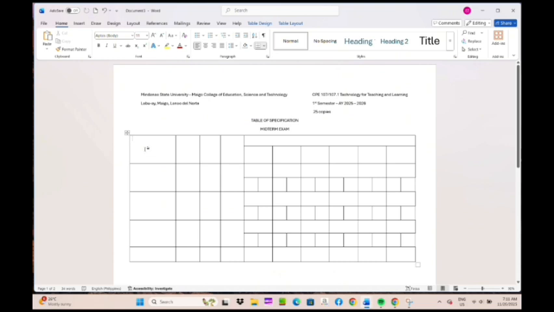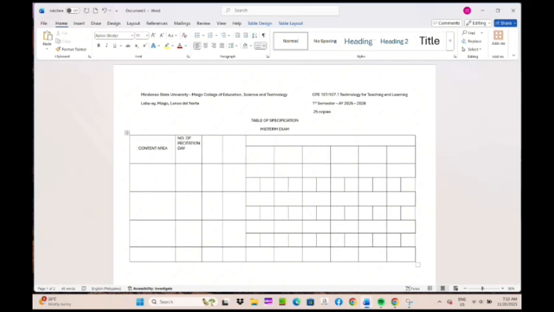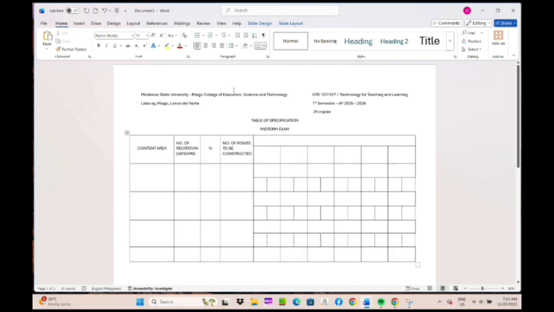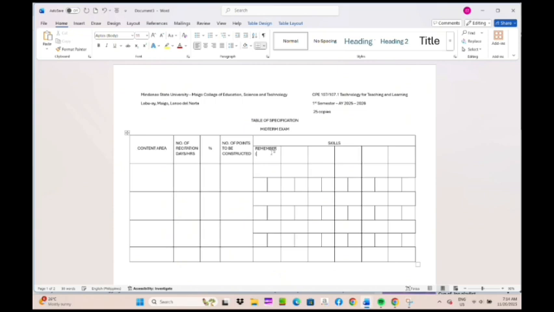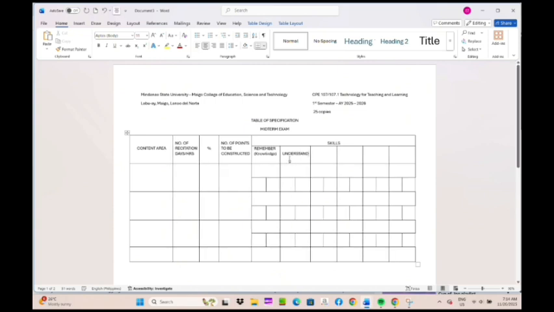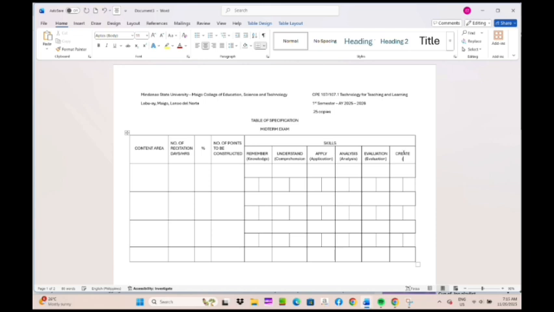So I already have the format of the table, and then we fill in the first row with the components: the content area, the number of recitation days or hours, percentage, the number of points to be constructed, and the skills of the different levels of Bloom's taxonomy in the cognitive domain. So first we have remembering or knowledge, understanding or comprehension, applying or application, analysis, evaluation, then create or synthesis.